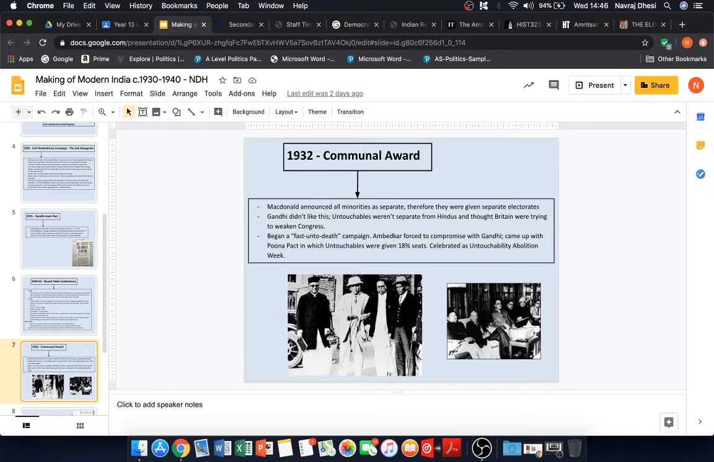Now, Dr. Bhimrao Ambedkar was a representative of the Untouchables. So they came up with the Pune Pact in Yaravda jail, in which Untouchables were given 18% of seats. Now, this was celebrated as Untouchability Abolition Week because Untouchables, the scheduled caste, were able to gain representation in government. Okay.